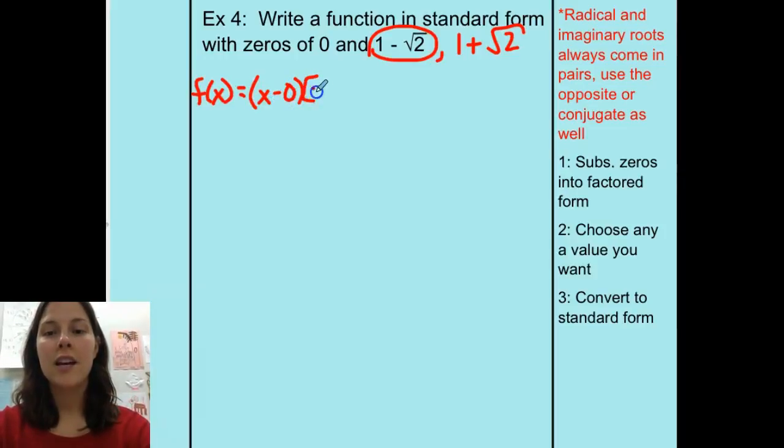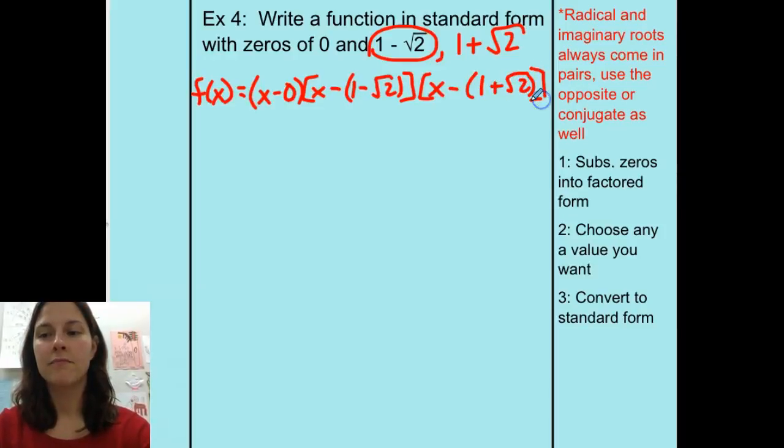For these, make sure that when you subtract that root, you put it in parentheses. We'll have to distribute that negative sign before we multiply. Same thing for our other root, our 1 plus root 2, we'll have to distribute that negative sign. There are two ways to multiply these out. I'm going to show you the way that I think works best for most students, and that's distributing the negative sign.